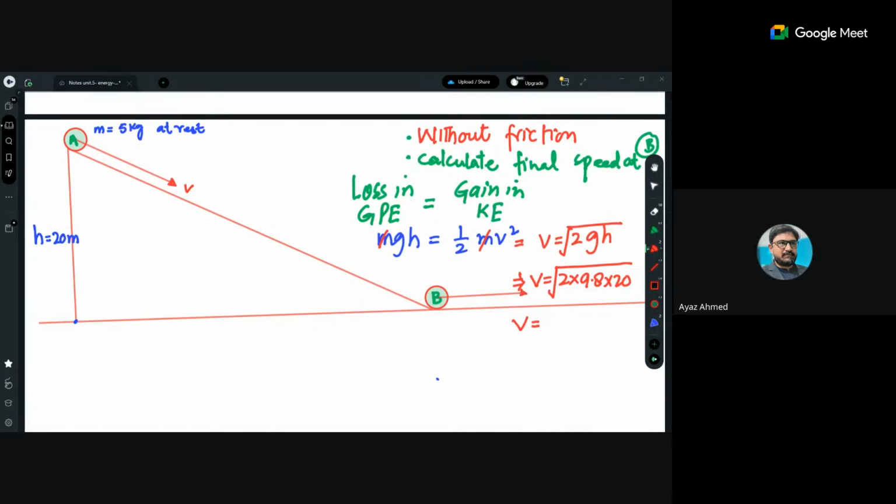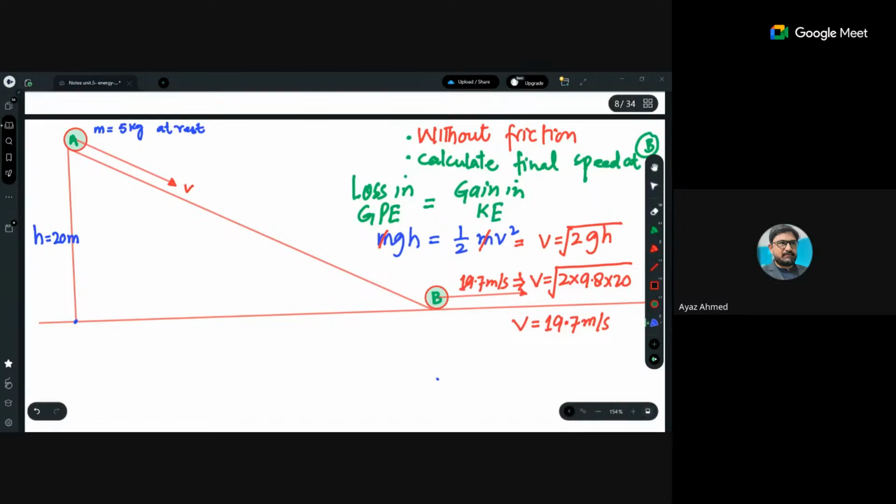What speed will it be? 19 point something? You have to calculate. Yes Khadija, what answer will come? 19.7. 19.7 meter per second. That is the speed of this ball. 19.7 meter per second. Is it clear?